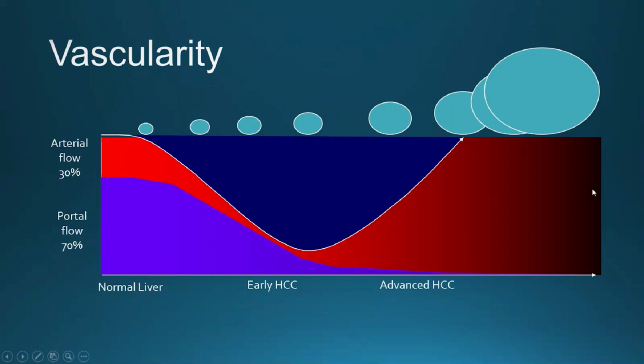So in larger tumors, like 2-3 centimeters and more advanced cases, we have all the blood supply from the hepatic artery and not much from the portal vein. This is the rationale for TACE and transarterial radioembolization: we block the arterial supply to the tumor, and this is very effective to cause tumor lysis and necrosis.